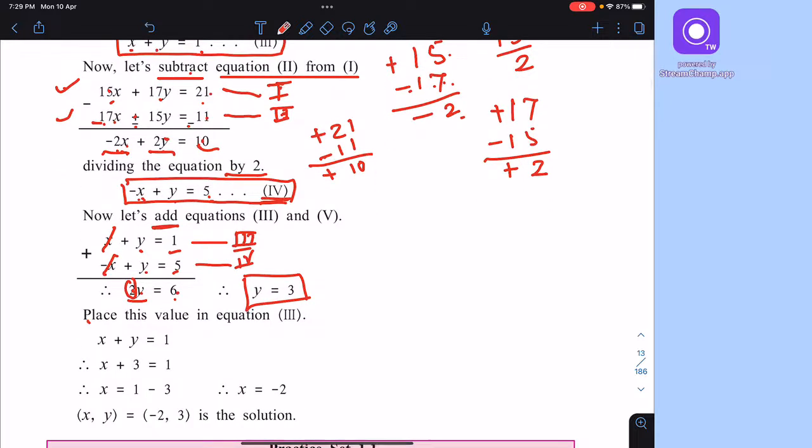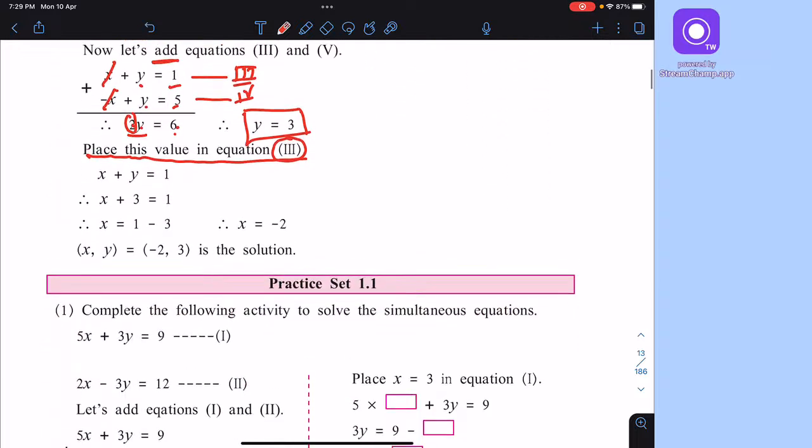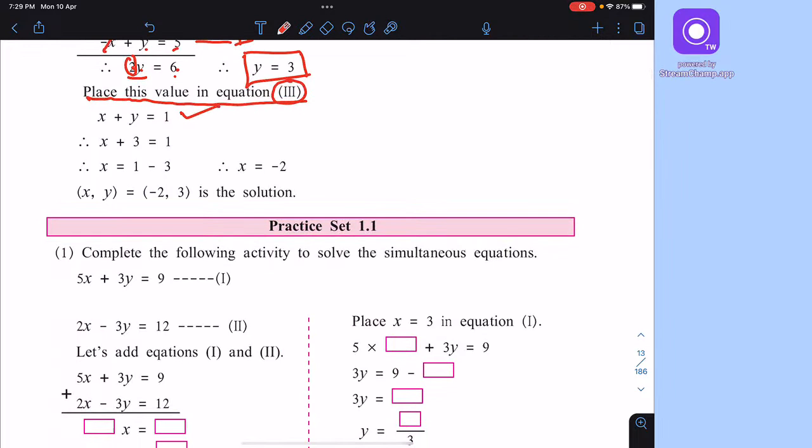Now you can substitute this value in any equation. They are saying equation 3. Equation 3 is what? This. x plus y is 1. This is equation number 3. There you put this value, y is equal to 3. So x plus 3 is equal to 1. Now this 3, if you transpose to that side, plus becomes minus. So x is equal to 1 minus 3, that is x is equal to minus 2.